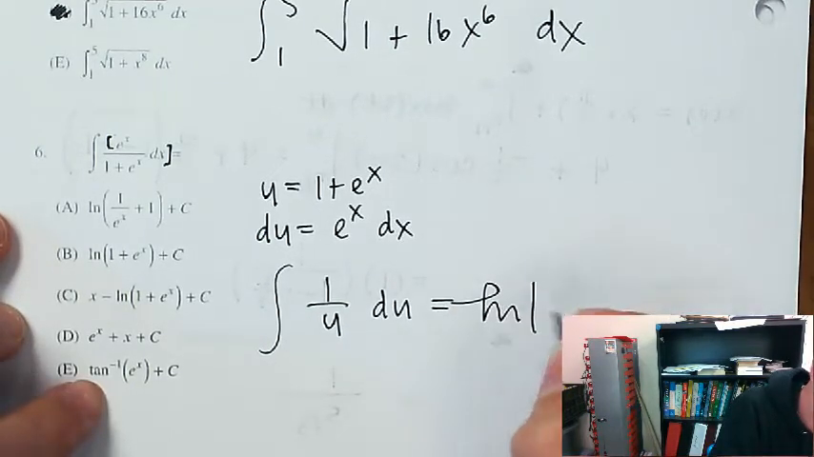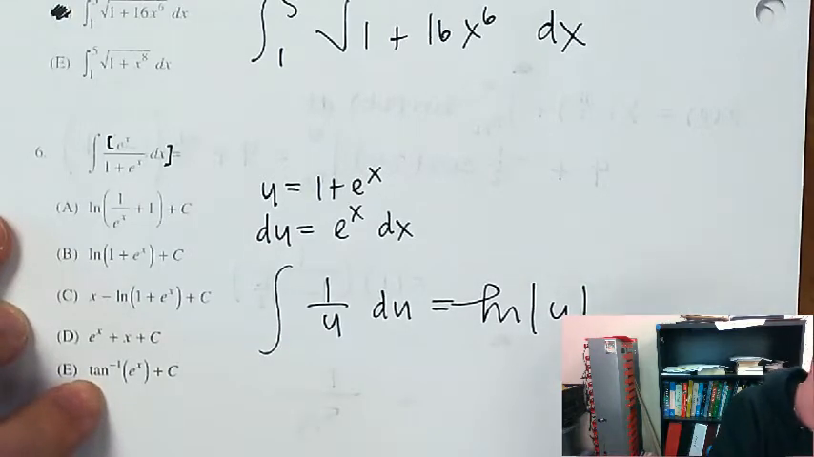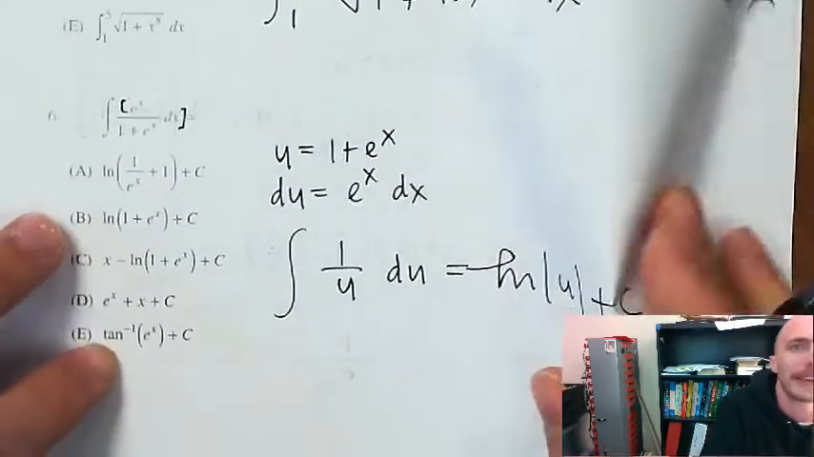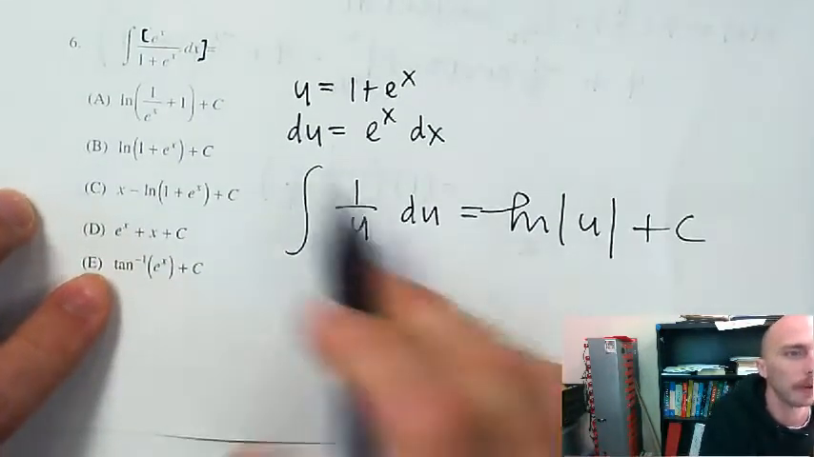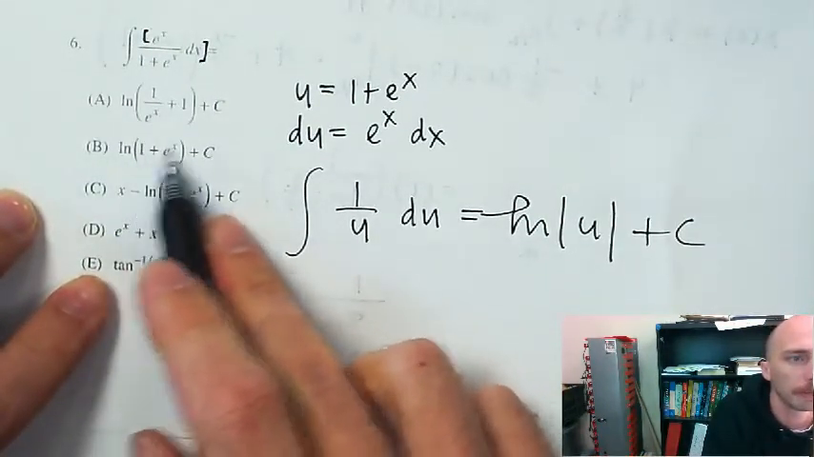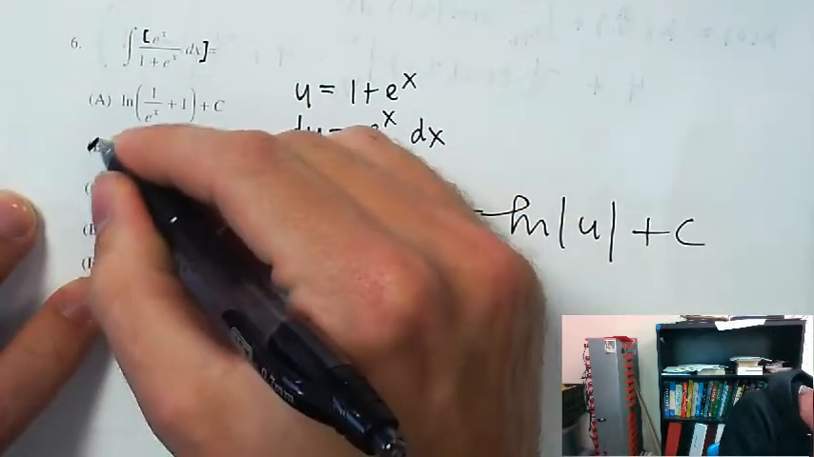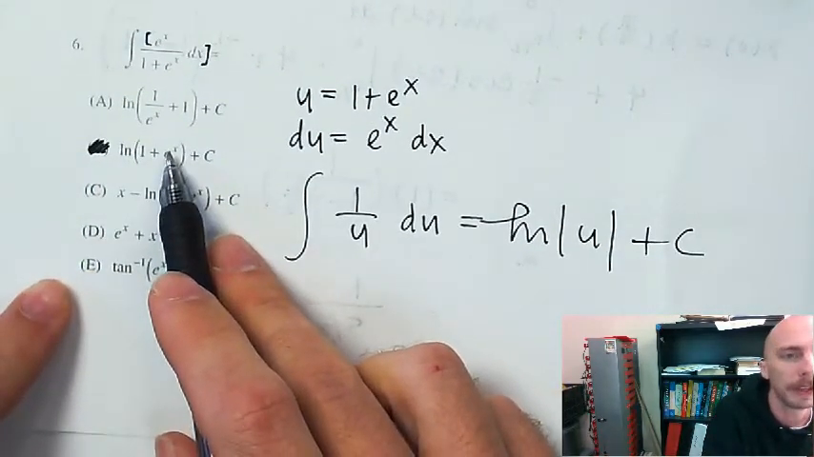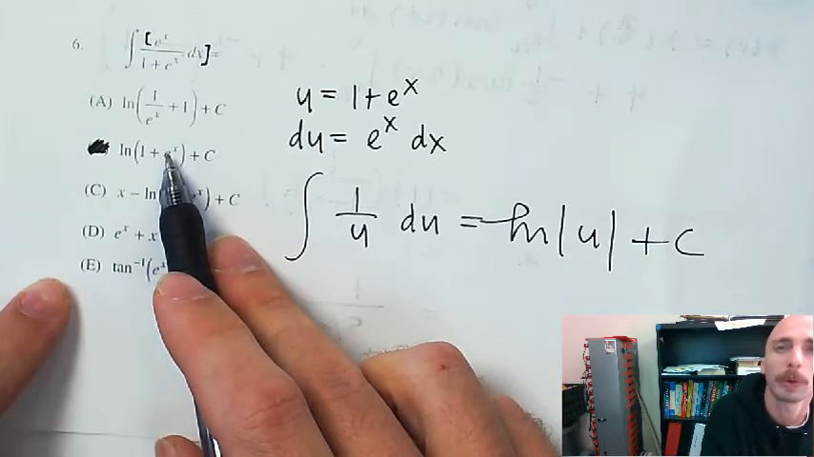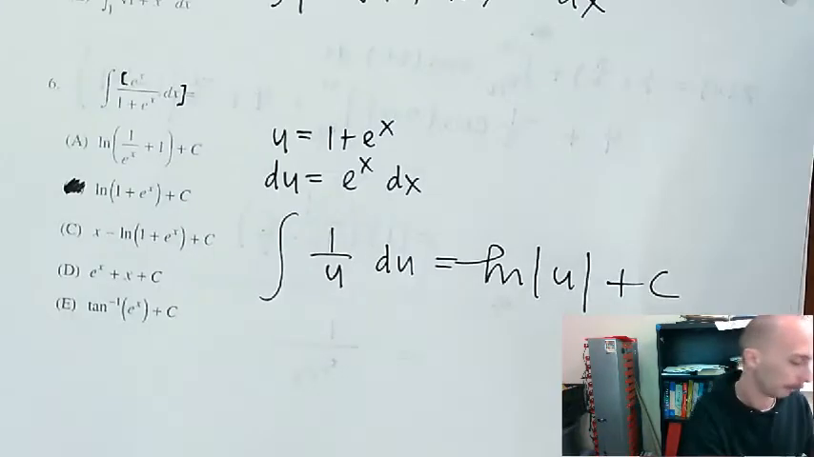And that's going to be the log of the absolute value of u plus c. And then from there, okay, well, we know what u is. U is 1 plus e to the x. So, okay, here it is. Here's choice B. And they don't have the absolute values on there because if you think about it, 1 plus e to the x is always going to be a positive number for any x.